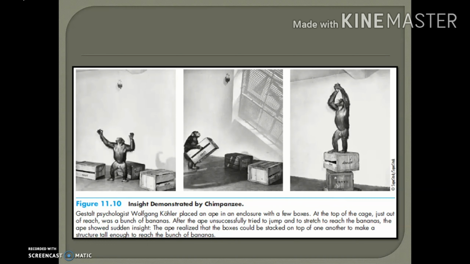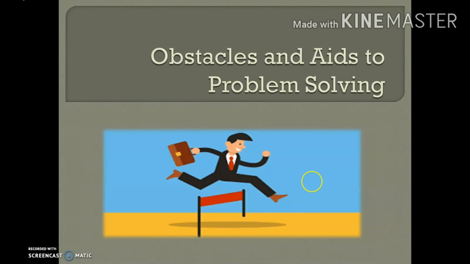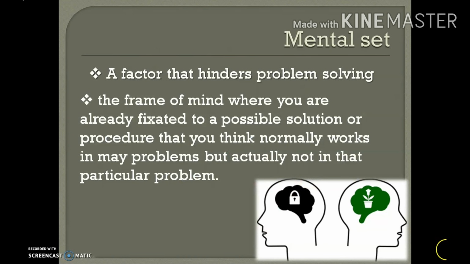So, to Kohler and other Gestaltists, insight is a special process. It involves thinking that differs from normal linear information processing. Moving forward to the obstacles and aids to problem solving. Here are some factors that perhaps hinder or perhaps aid problem solving. Mental set: a factor that hinders problem solving, a frame of mind where you are already fixated on a possible solution or procedure that you think normally works in many problems, but actually not in that particular problem.